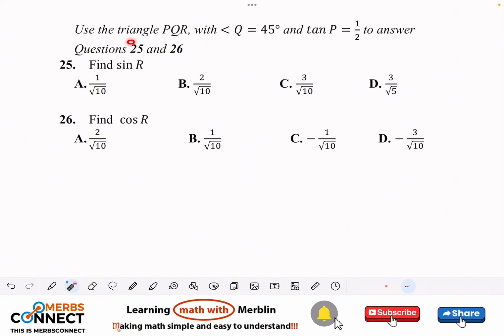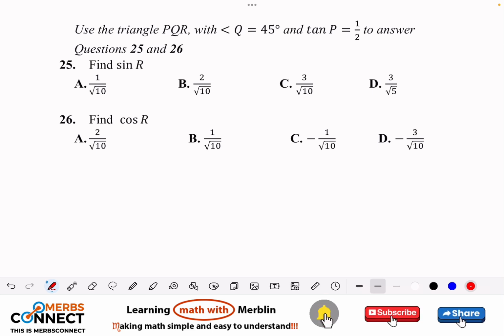So we have triangle PQR with angle Q, which is 45, right? And then this is 1/2. So what will be the shortcut for us to just get R and then find this and that, right? I'll show you the shortcut. Then when I finish, I'll do the long way. So the shortcut here is, or let me do the long way first.